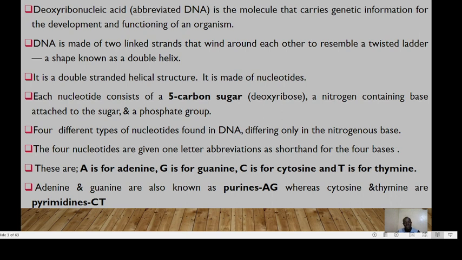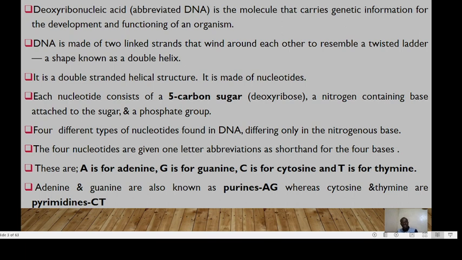Each nucleotide consists of a five-carbon sugar, that is what you refer to as the deoxyribose, followed by a nitrogen-containing base attached to the sugar, and finally a phosphate group. We have four different types of nucleotides found in the DNA, which differ only in the nitrogenous base. The four nucleotide bases are given one-letter abbreviations as a shorthand. So we have A for adenine, G for guanine, C for cytosine, and T for thymine.